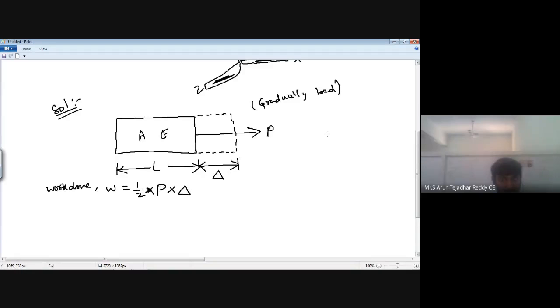If I show it from the graph point of view, see this is the graph, x-axis, y-axis. Here load is acting, and this is the change in length. So due to this load, this is the change in length. Once you observe this graph, how will it act?